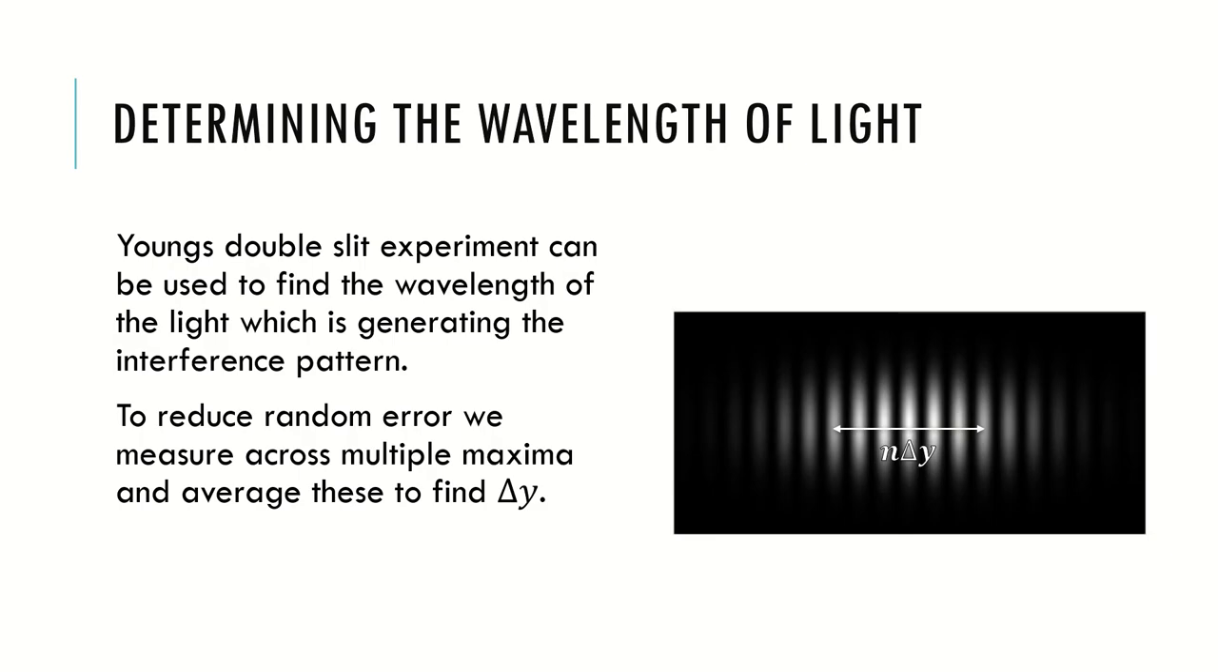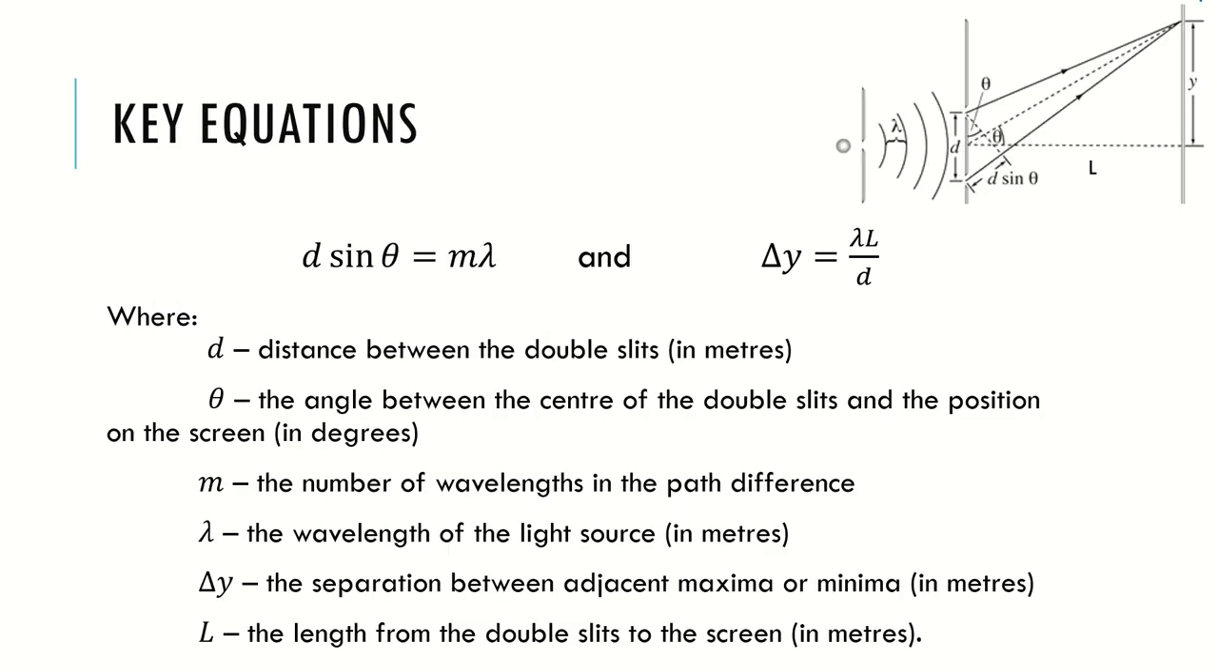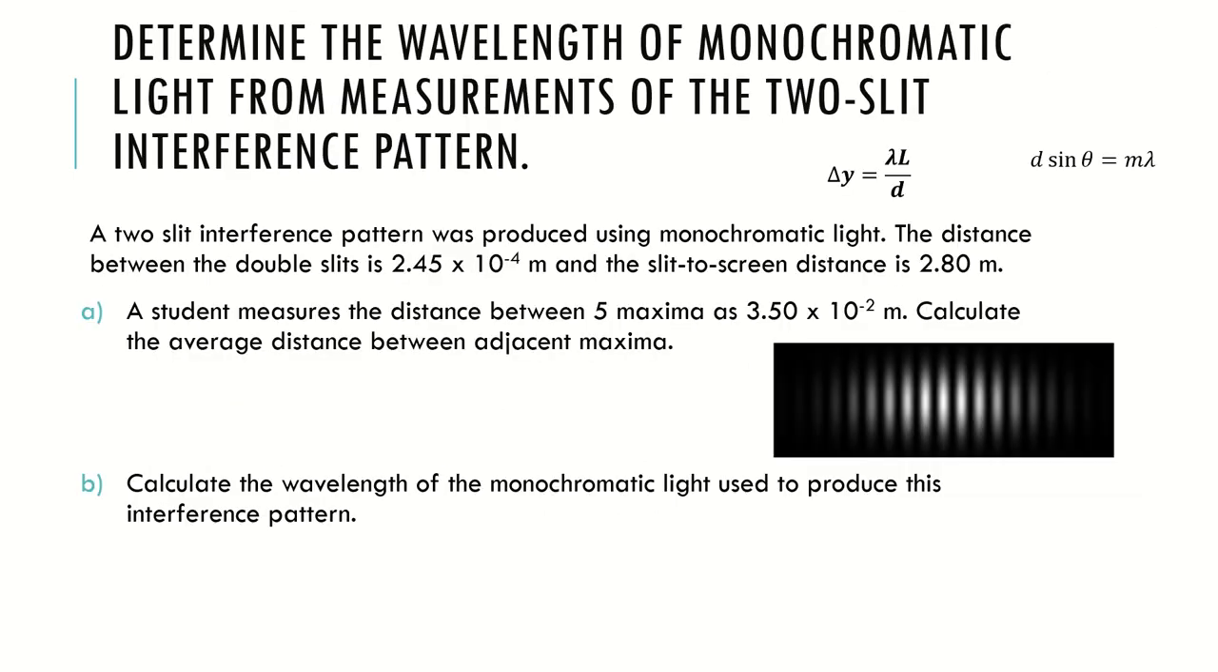So the double slits, remember, so this distance here, the distance between the double slits, and that was 2.45 times 10 to the minus 4 meters. And the slit to screen distance is 2.8 meters. So from the double slits to the screen, where the interference pattern is illuminated, is 2.8 meters. So that's L, and this is d.